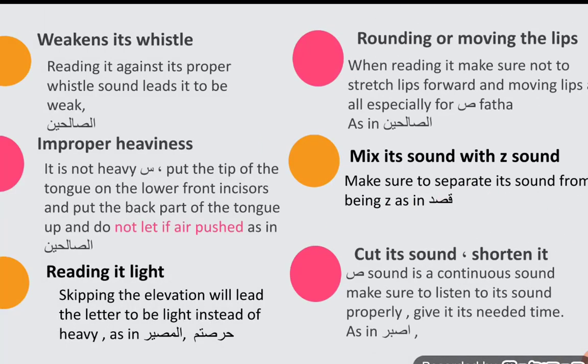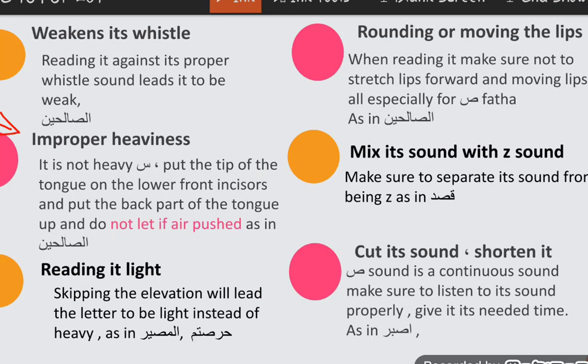Number one is weakening its whistle. You know that Sad, Sin and Zai are whistle letters, and weakening their whistle sound is wrong. Like Minas Salihin, this is wrong. We have to do it Minas Salihin. So make sure to listen to the whistle sound properly.